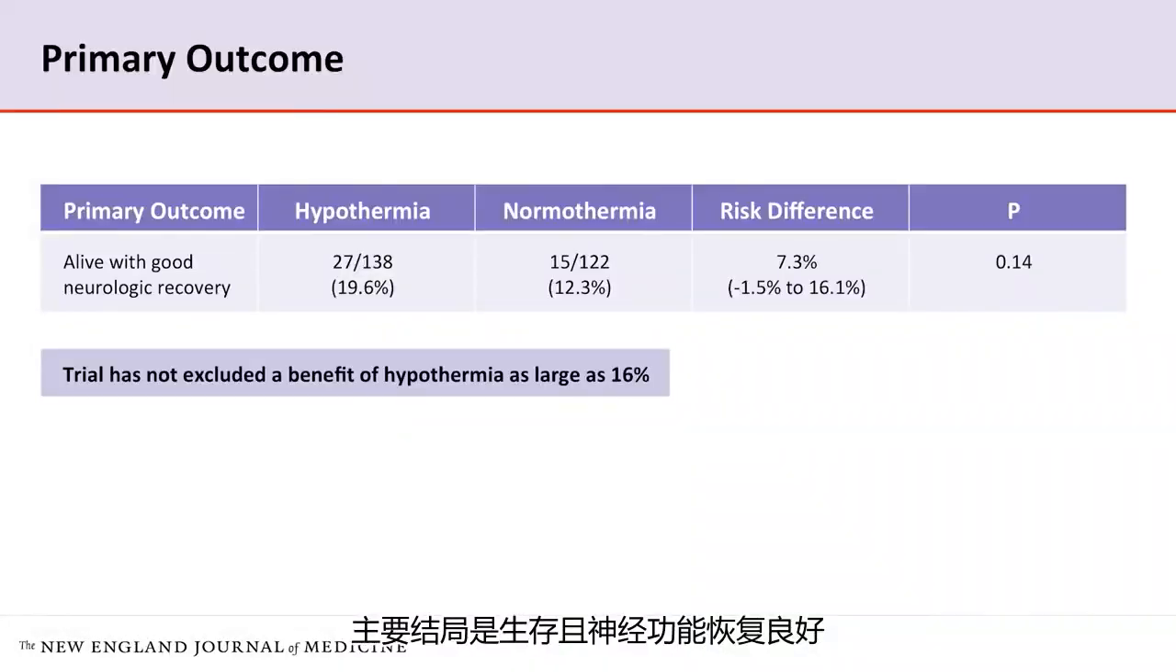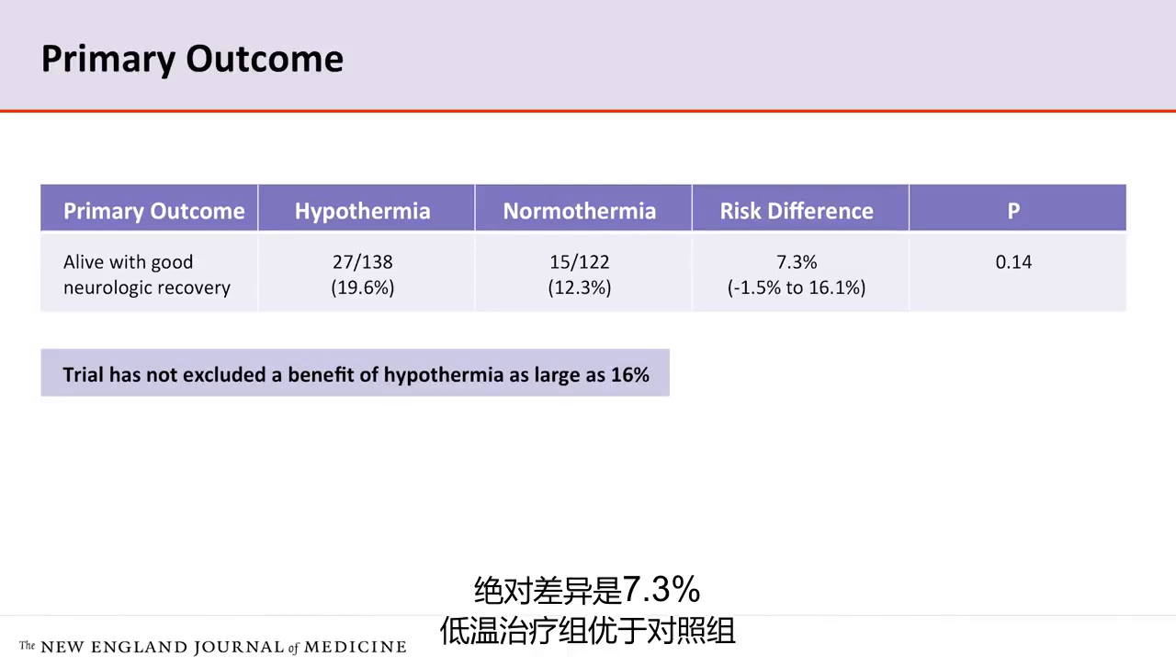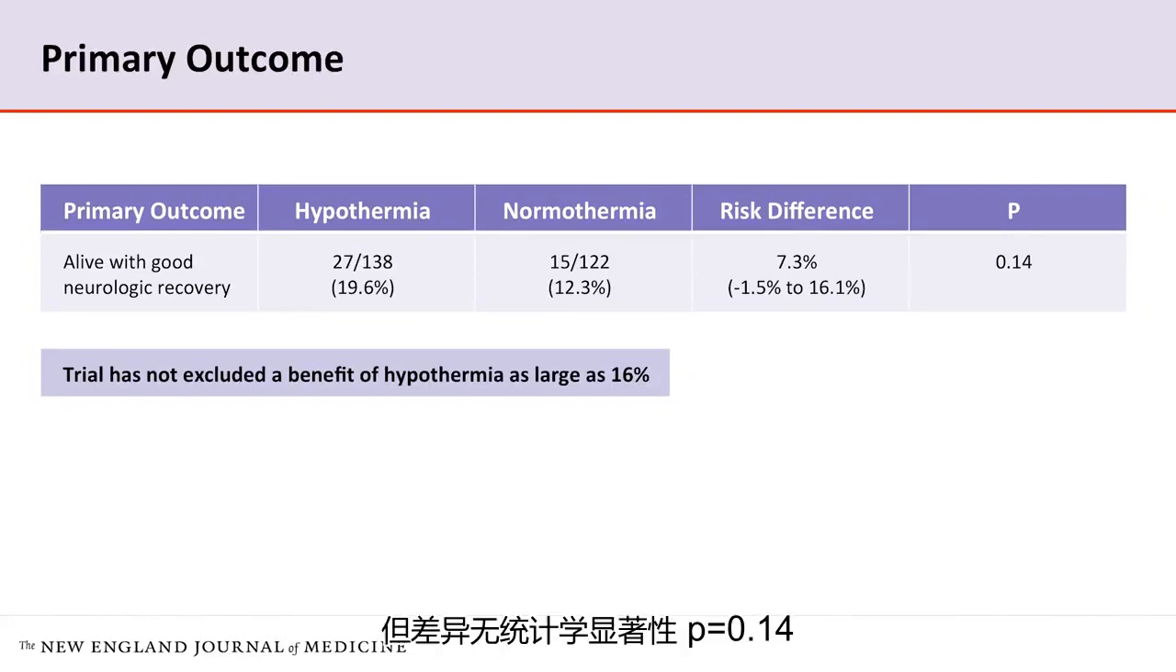The primary outcome was defined as survival with good neurologic recovery. As you can see on this slide, more patients achieved the primary outcome in the hypothermia group. As shown in the second and third columns, 19.6% in the hypothermia group and 12.3% in the normothermia group survived with good neurologic recovery. The absolute difference was 7.3% in favor of hypothermia. However, the difference was not statistically significant, with p equal 0.14.